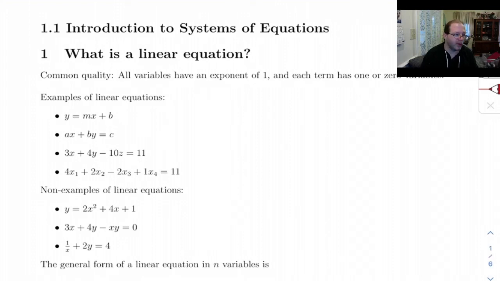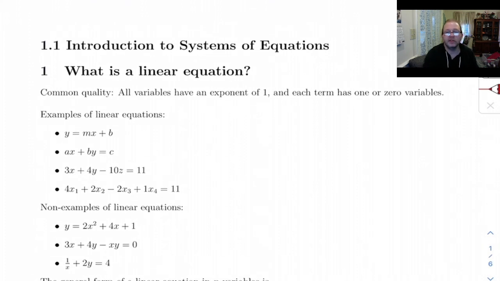Let's start in section 1.1, which is on Introduction to Systems of Equations. So first up, what is a linear equation? Well, the common quality that linear equations have is that all of the variables have an exponent of 1, and each term has at most one variable.